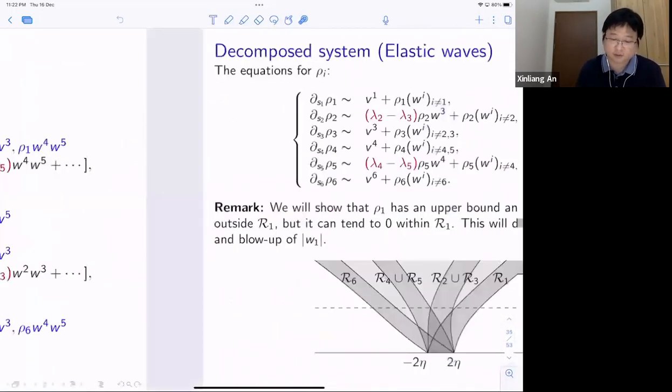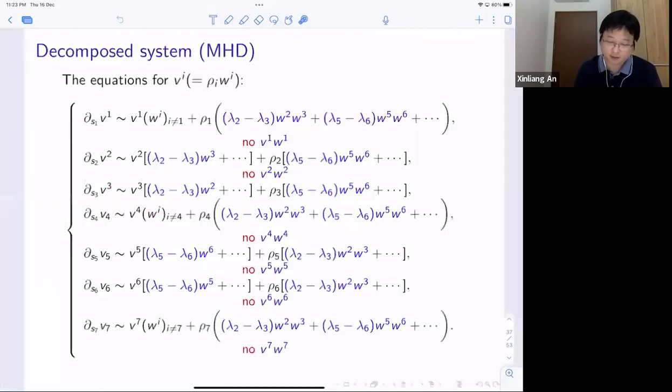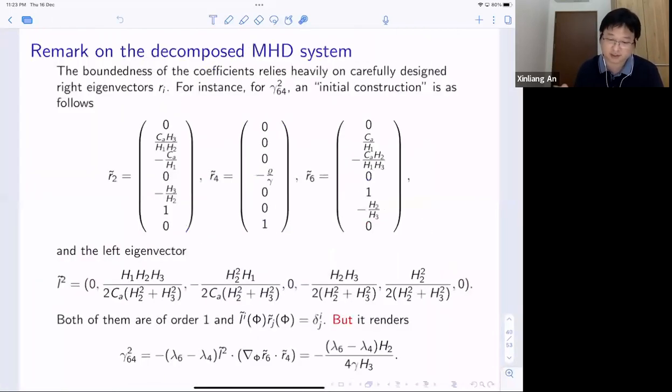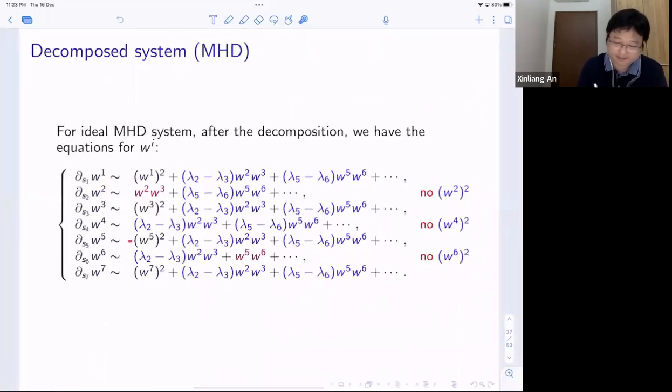But for the MHD, we do not have such a proof. As we will see very soon, it is very subtle. We need to check many terms to make sure that all the coefficients we didn't write down are of order one. This is related to how to choose the left eigenvector and the right eigenvector. So from our experience studying the elastic wave, for the MHD, a natural way is to construct some coefficient. I didn't specify which one, so for example, maybe this one, maybe this one. This is not very precise, but let's see.